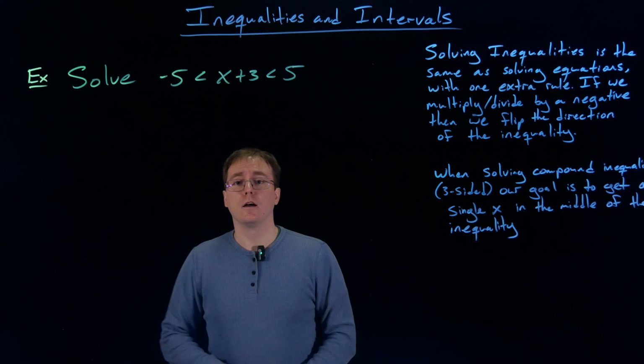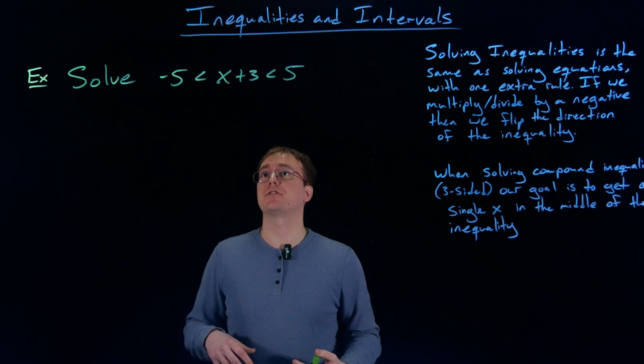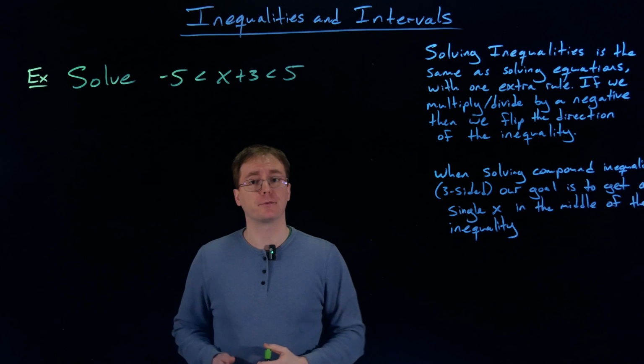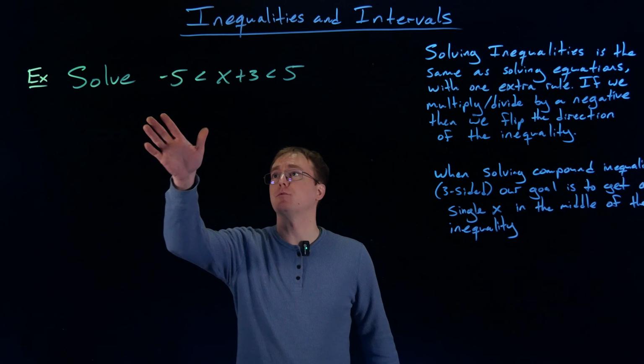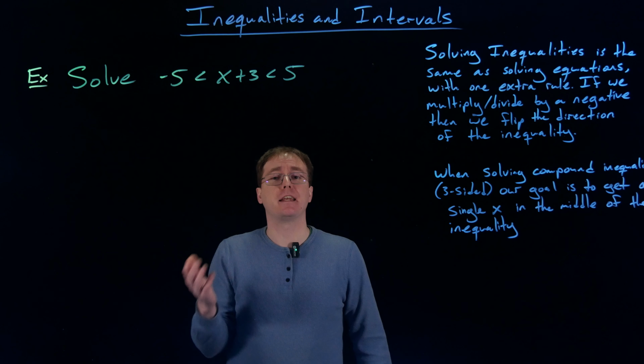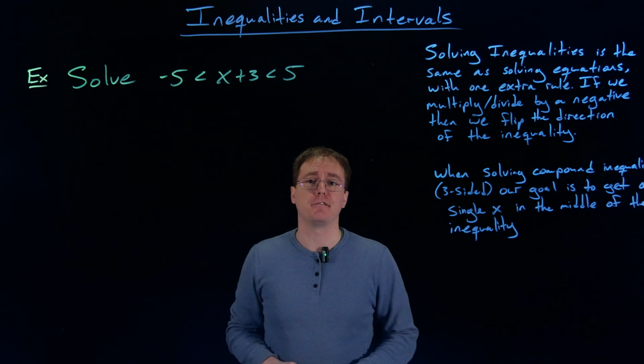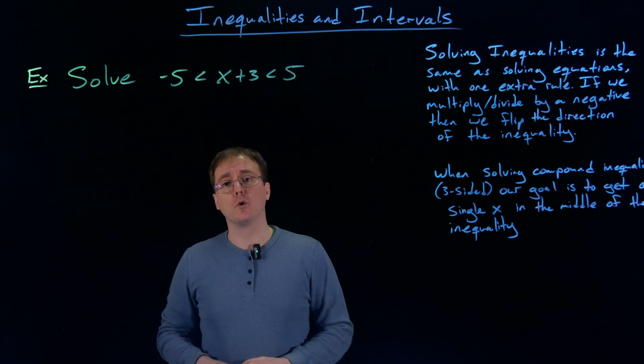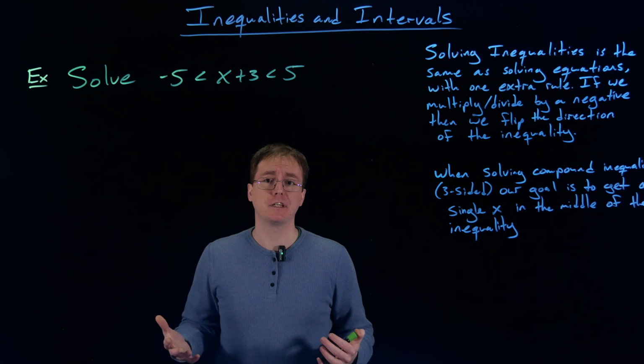All right, everyone, so in our next example, we're trying to solve a compound inequality or a three-sided inequality. And so this is read as negative 5 is less than x plus 3, which is less than 5. And so we have another little rule or thing to remember when we're working with these compound inequalities.